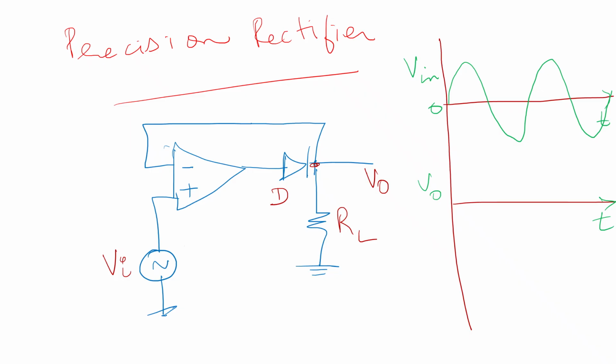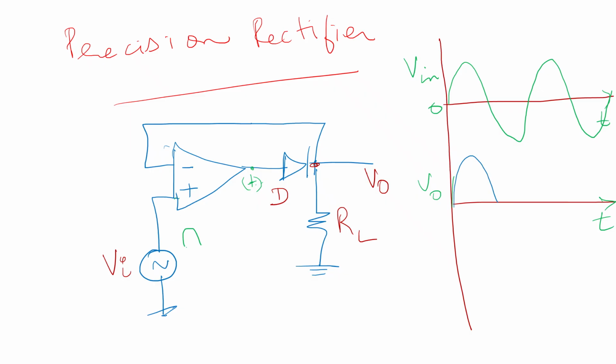During the first half cycle, the positive voltage is given to the non-inverting terminal. Thereby, the output voltage is positive here. This positive output voltage forward biases the diode D and hence the output voltage will be the same as the input voltage during the positive half cycle.